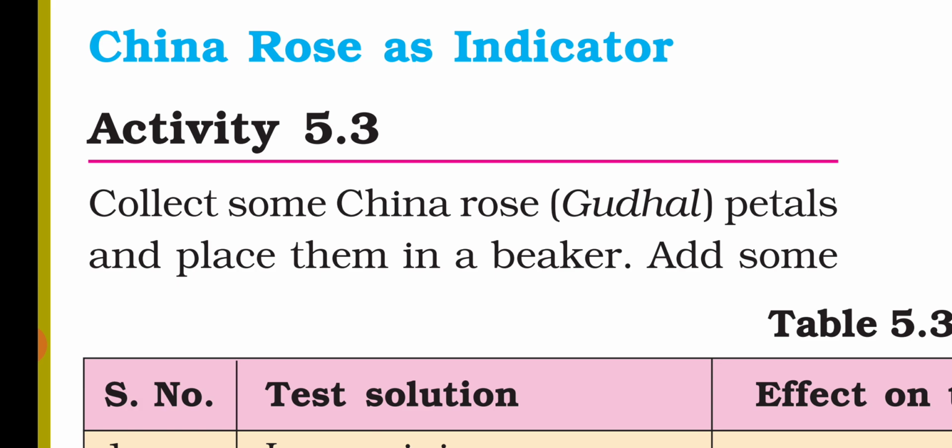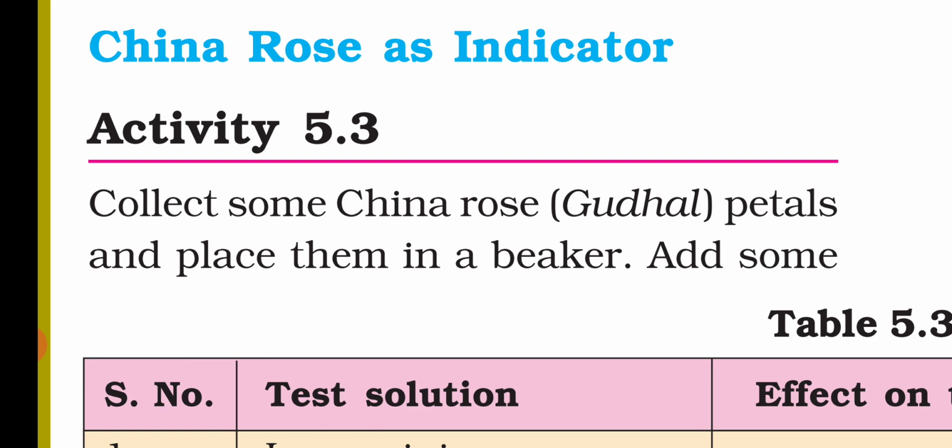Now how? If we put the China rose petals, or the water that we extract from the China rose, in an acidic solution, it will turn dark pink, which we also call magenta. And if we put the same solution in a basic solution, it will turn green.